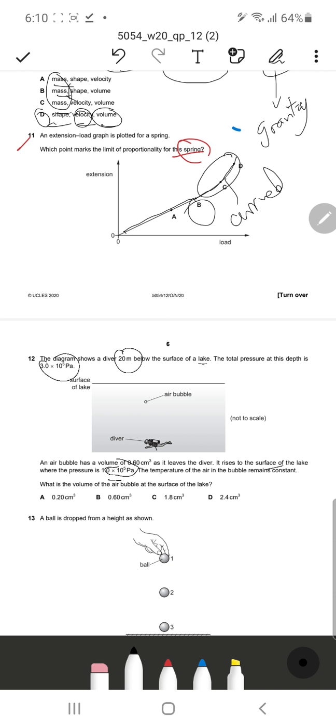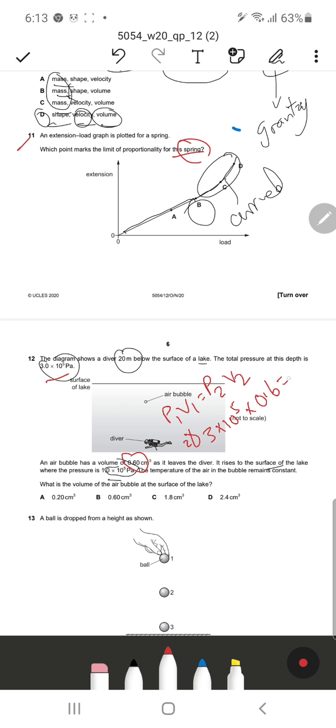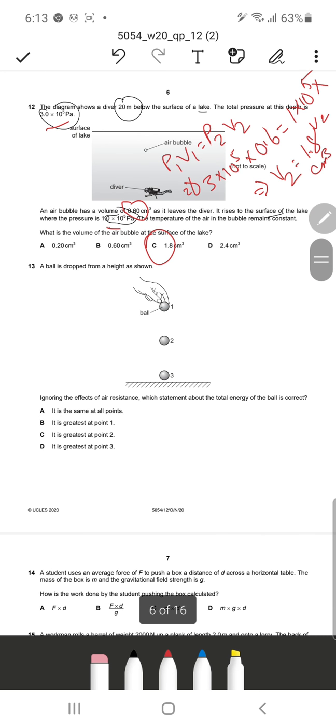Okay, this question is relatively easy. You just have to use the formula P1 V1 equals P2 V2. The pressure at this depth is 3 times 10 to the power 5, and the volume of the bubble at this depth is 0.6. The pressure at the top is 1 times 10 to the power 5. We need to find this volume. If we change the sides and put this in a calculator, you'll get 1.8 cm cubed, which is C. Okay, next, question number 13.